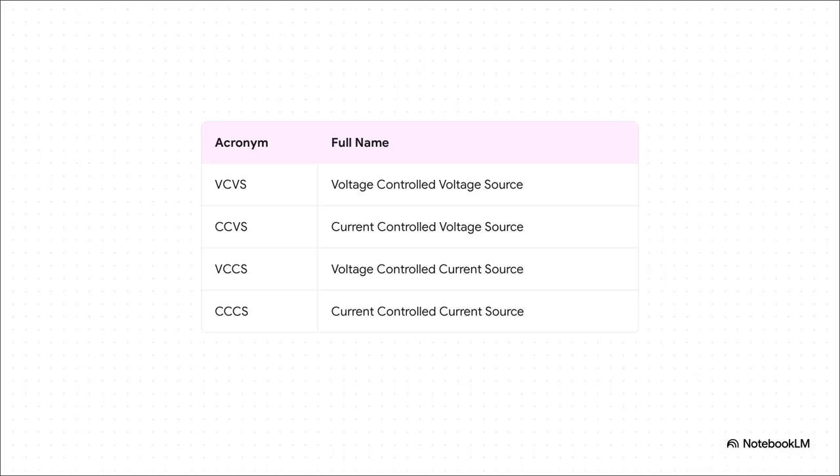This brings us to the four specific types of these smart sources, and the best part is their names are basically instruction manuals. Let's take the first one, VCVS. That stands for Voltage Controlled Voltage Source. The name literally tells you that a voltage somewhere controls the voltage this source puts out. Or how about VCCS? That's a Voltage Controlled Current Source. A voltage is controlling a current. The logic is exactly the same for all four. It's a beautifully straightforward system.